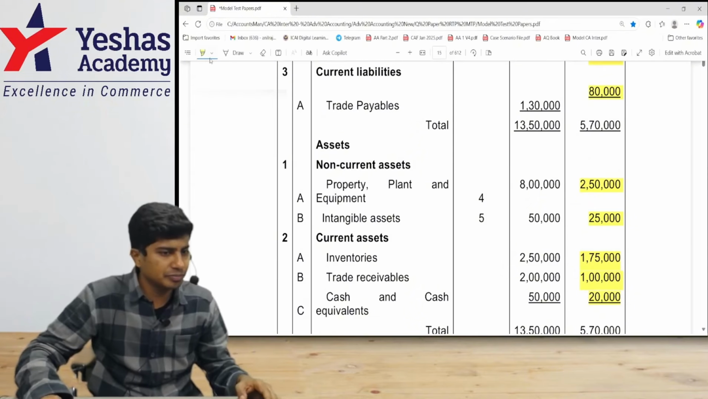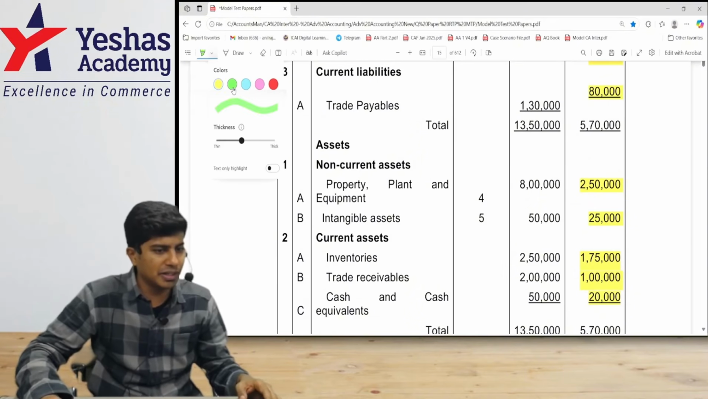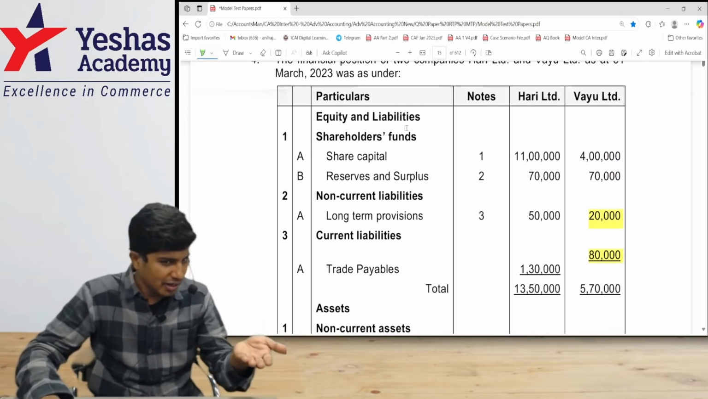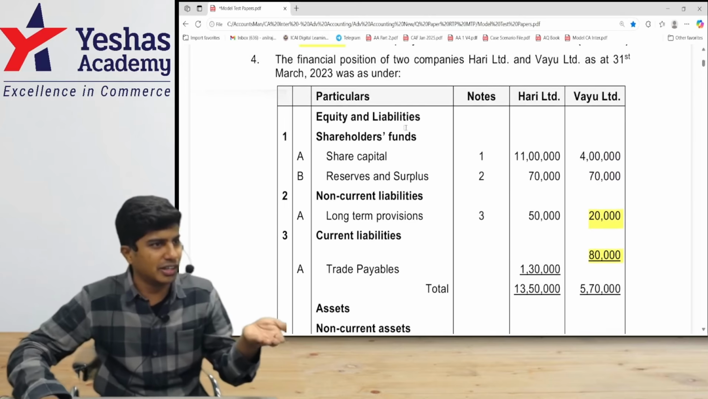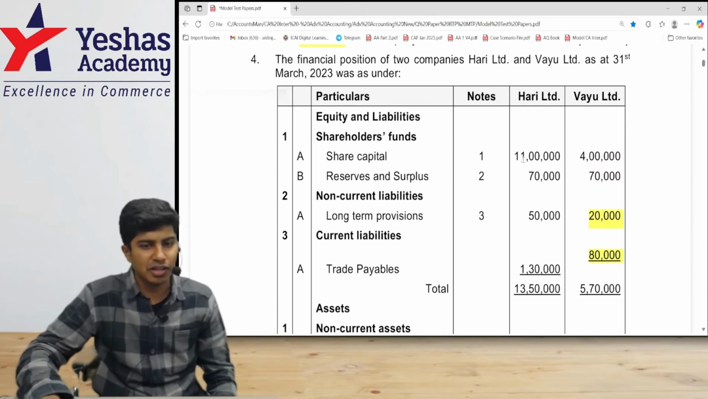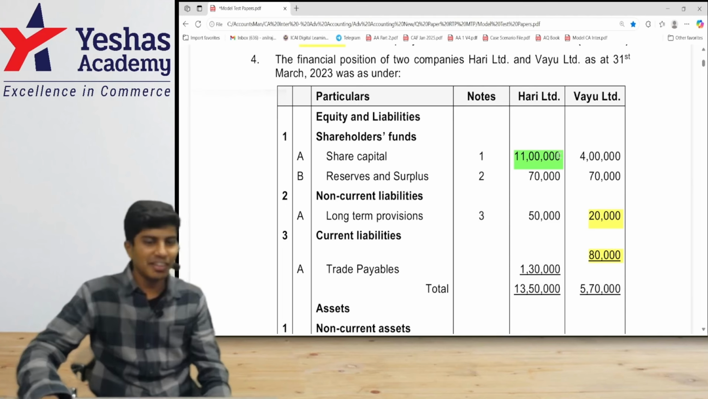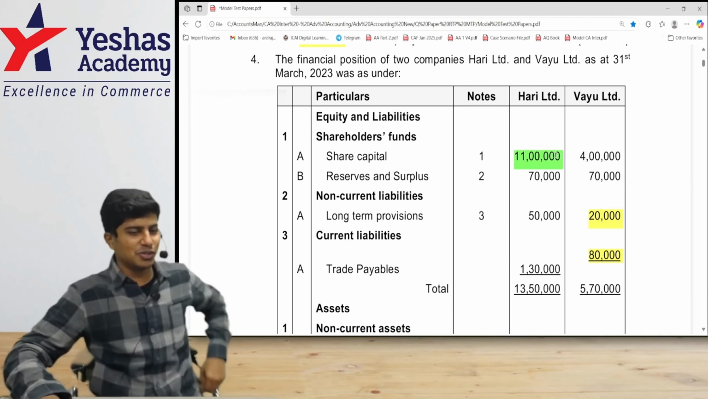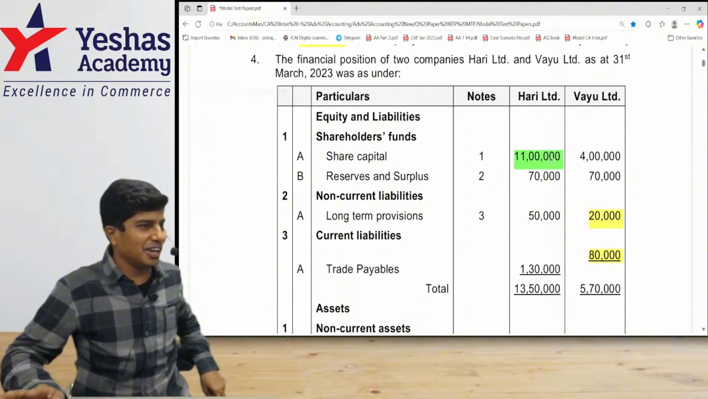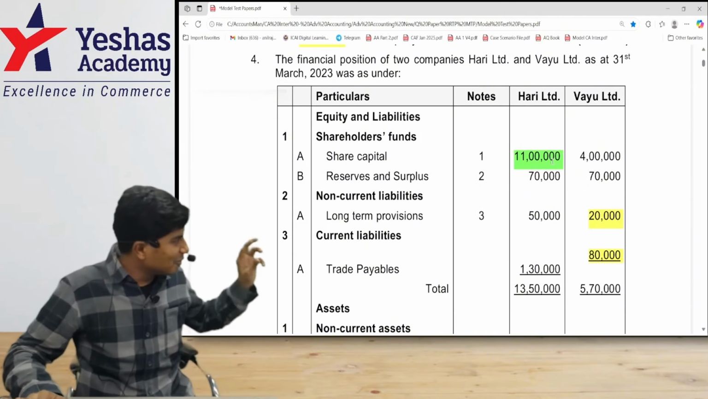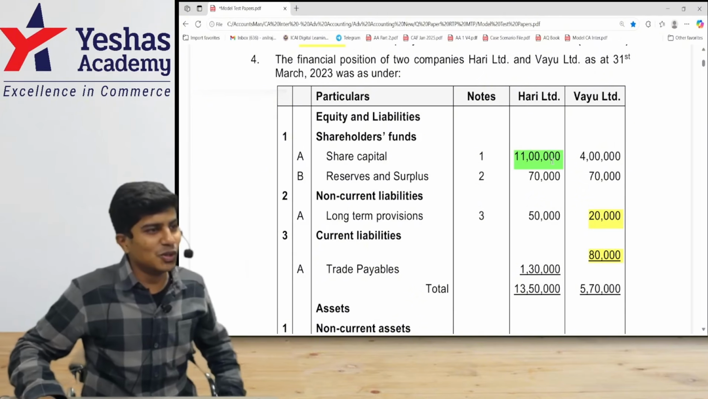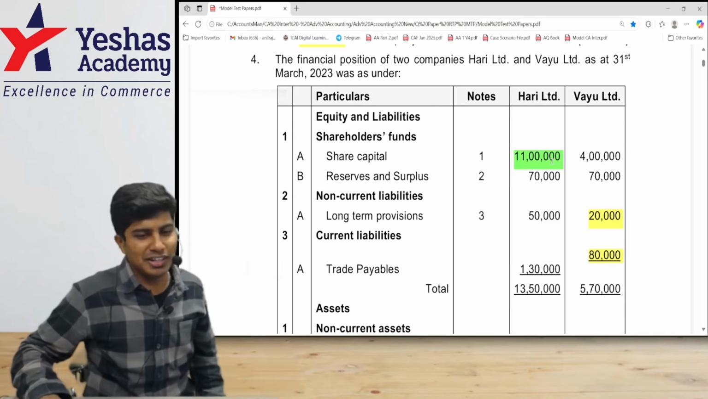I'll change the color. Yellow is already there, I'll take green color. It keeps changing. I'm talking about the color green. So no reference to any local politics here.